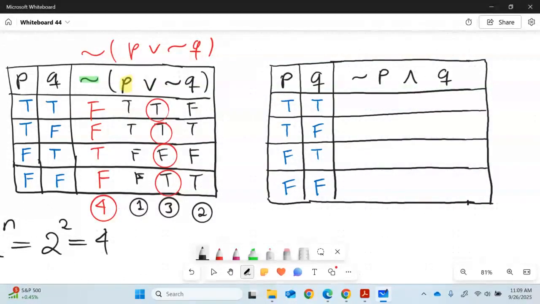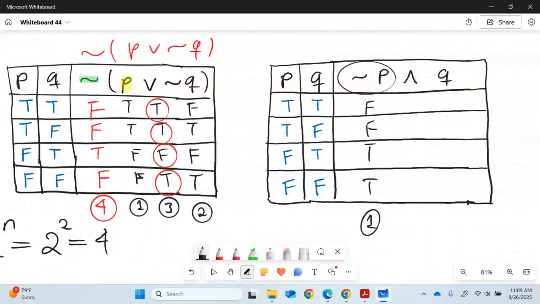Notice that I always start with my variables P and Q without symbols. So the first two columns always start the same way. I have true, true, false, false for P, and true, false, true, false for Q. Going left to right, the first symbol that I see is not P, so I'm going to do the opposite values of P. That would be false, false, true, and true. And this is my first step on this table.